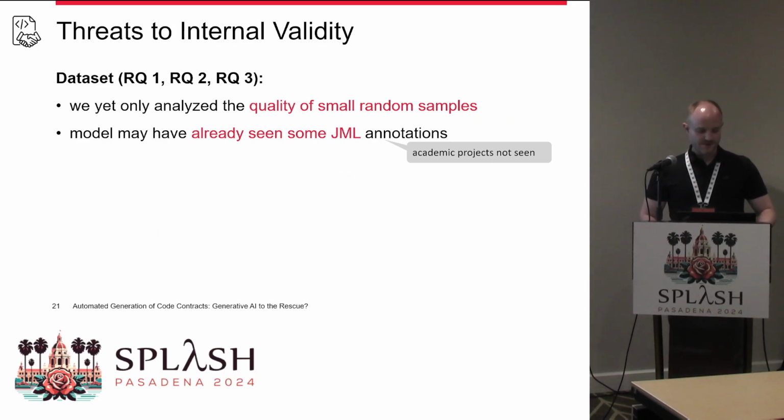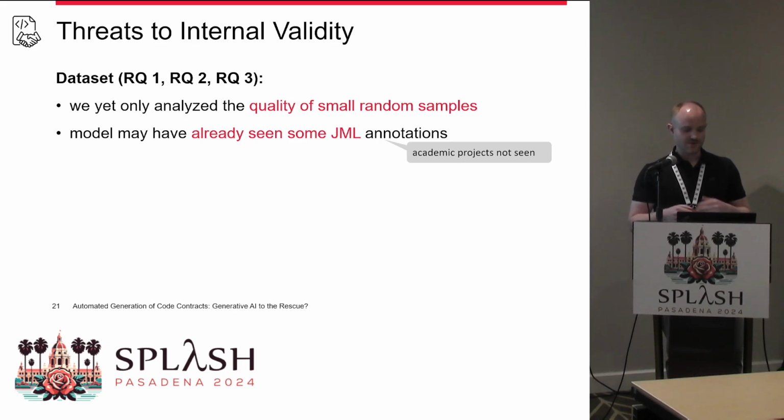Okay, after answering these questions, let's talk about threats to validity. For our data set, we checked some random samples, but I think it would also be good to have a better understanding of the quality of our data set, because we know for fine-tuning a model, it's very important that we have a very good data set. And also, something that could have happened, given research question 1 and its results, is that it kind of indicates that the model probably has already seen some kind of JML annotations. Also to mention here that these academic projects that we looked at have not been seen by the model in the pre-training, and also these defects4j ones, they don't have any contracts.